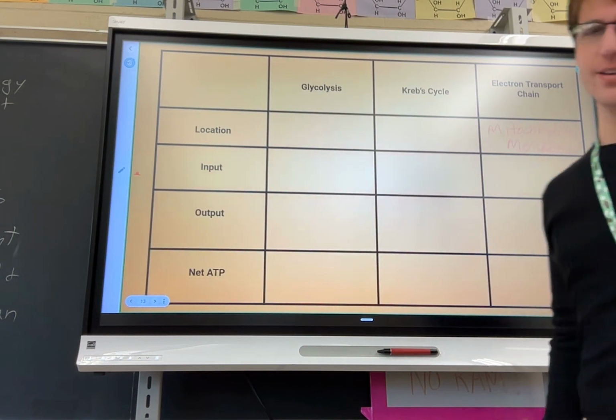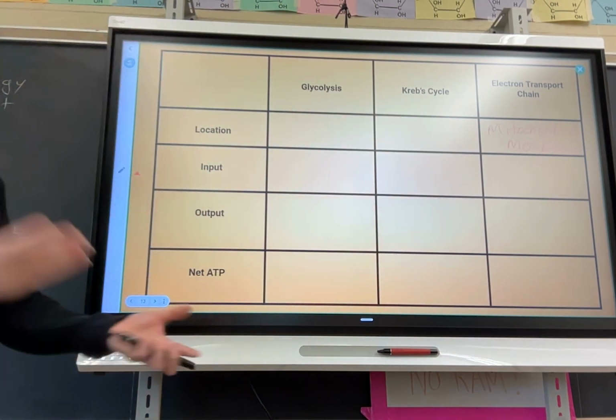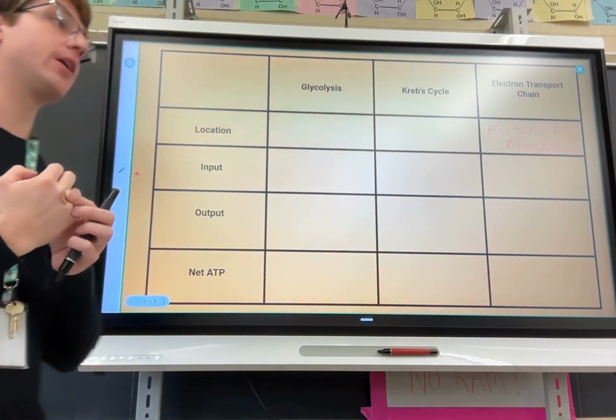Where is the location of the ETC? All right, relax. So, it happens in the mitochondrial membrane, the kind of outer wall of the mitochondria.